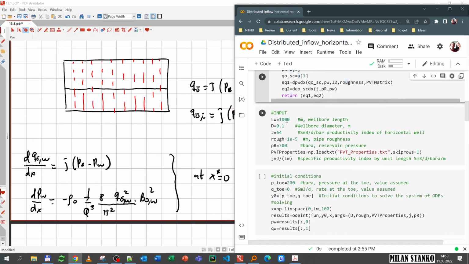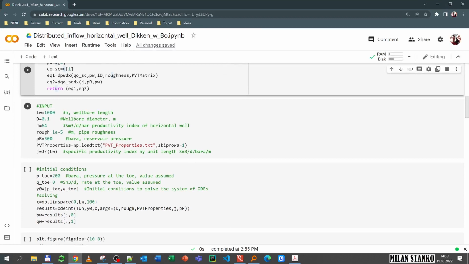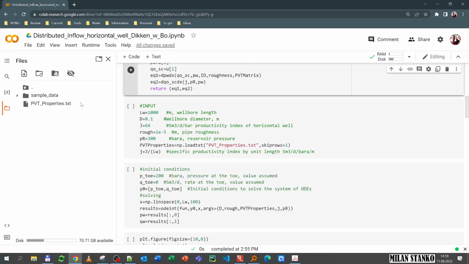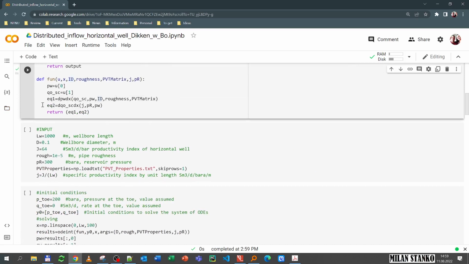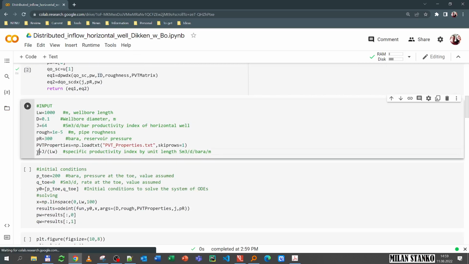I have said here, using data from a previous example, length of the well 1,000 meters. I have used a diameter of the wellbore of 0.1, a total J of 64, roughness of the liner of 1e-5, and reservoir pressure of 300. For the properties, I'm loading the PVT file, that's why I need to have it in this folder. Let's first run this block, which is a function, and then I'm calculating the specific J, which is the big J divided by the length of the well.